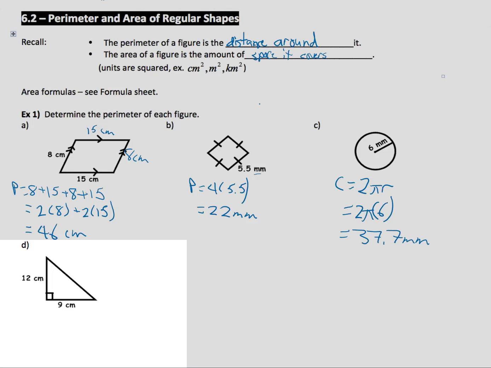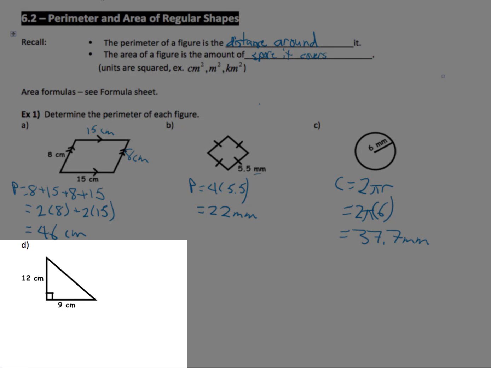Our next example, we don't know all the side lengths, but it is a right angle triangle, and we know how to figure out our hypotenuse here. So first we're going to figure out our hypotenuse, then we're going to figure out our perimeter. We have 12 squared plus 9 squared is equal to c squared. So we need to figure out what c is. We have 144 plus 81 is equal to c squared. So that's 225 equals c squared. And you get 15 centimeters is equal to c.